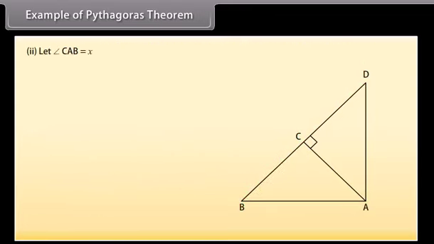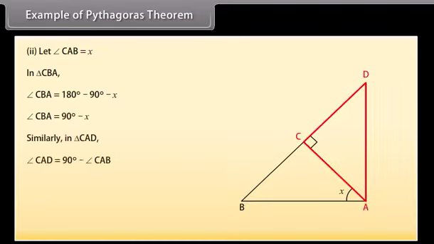2. Let angle CAB equal X. In triangle CBA, angle CBA is 180 minus 90 degrees minus X, which is equal to 90 degrees minus X. Similarly, angle CAD is 90 degrees minus angle CAB, which is 90 degrees minus X. Angle CDA is 180 degrees minus 90 degrees minus (90 degrees minus X), which is equal to X.